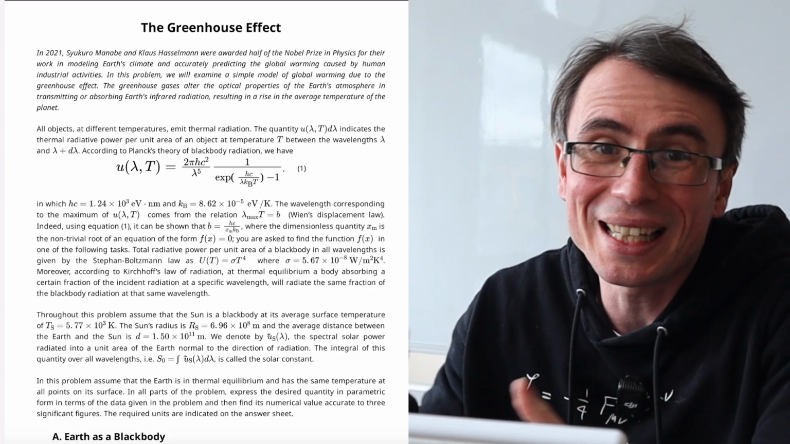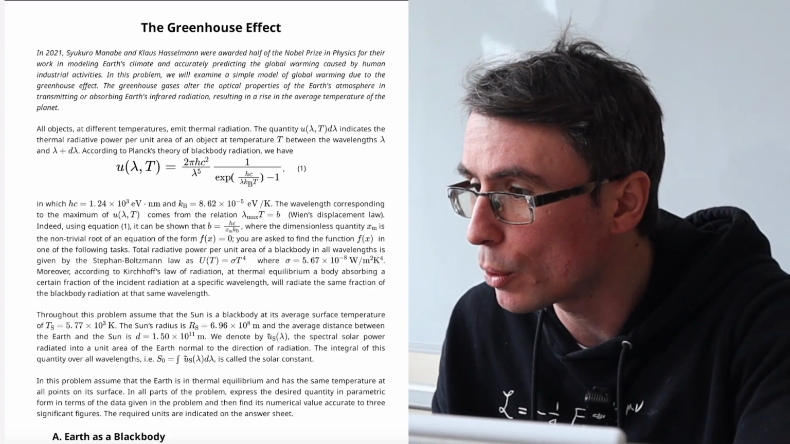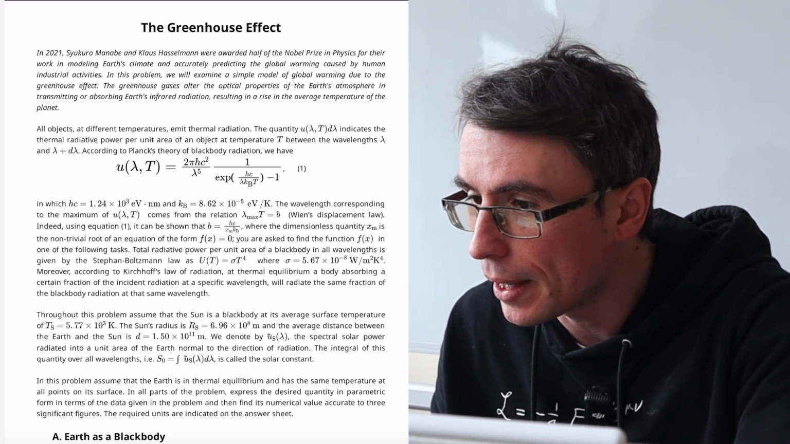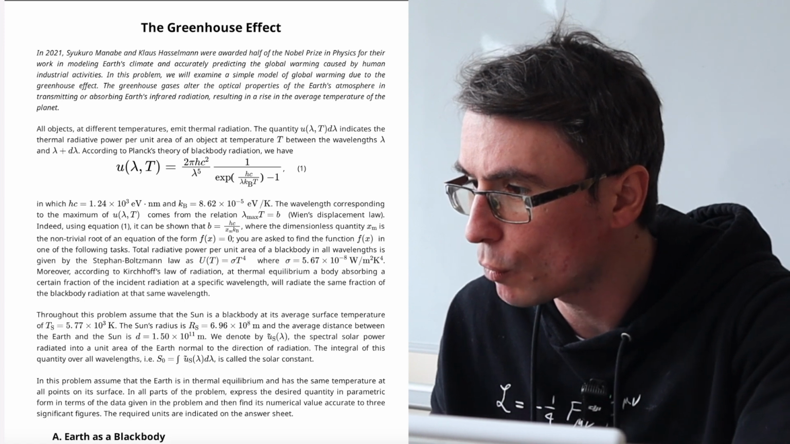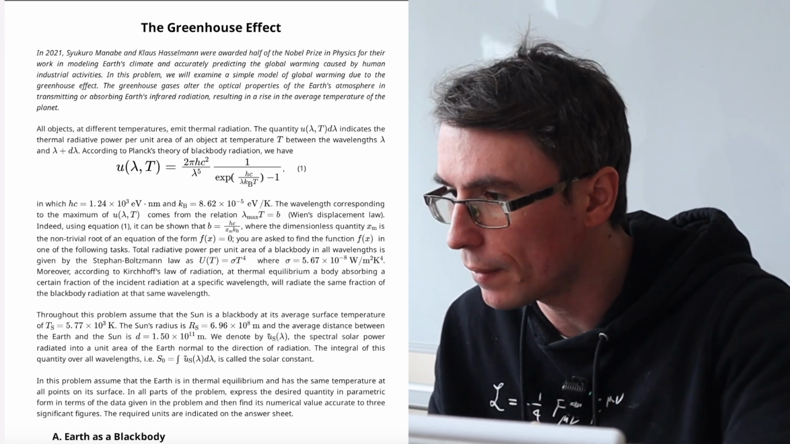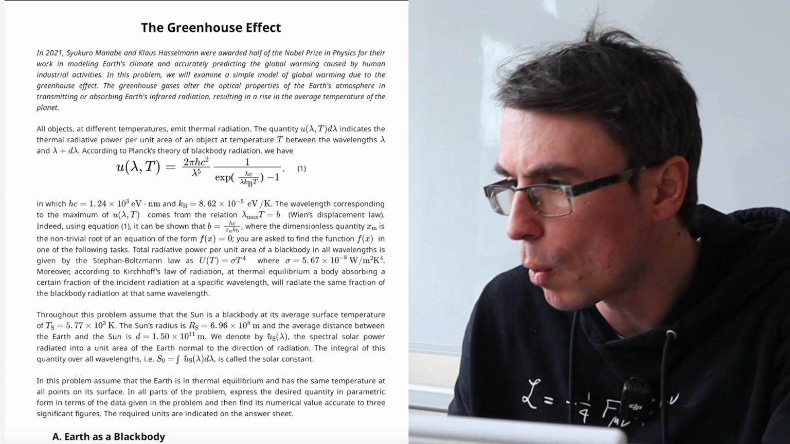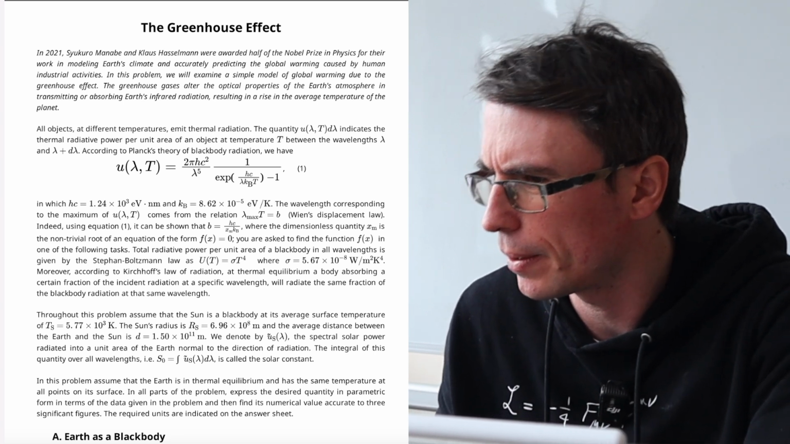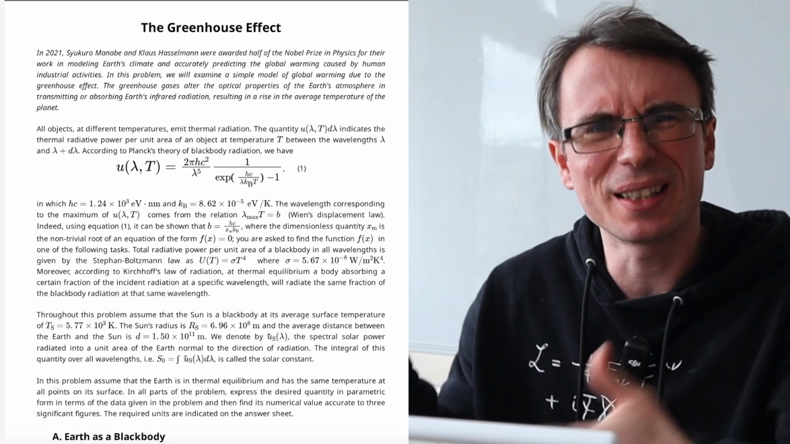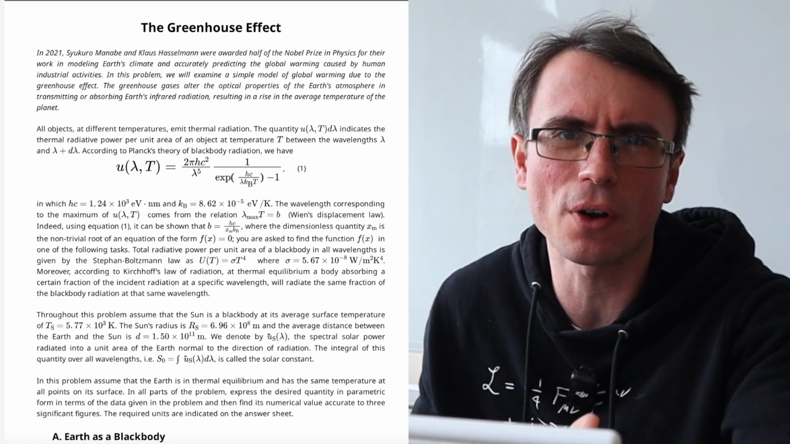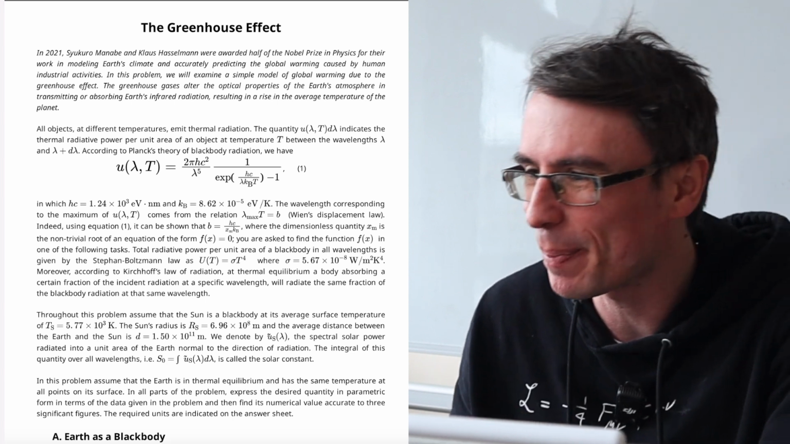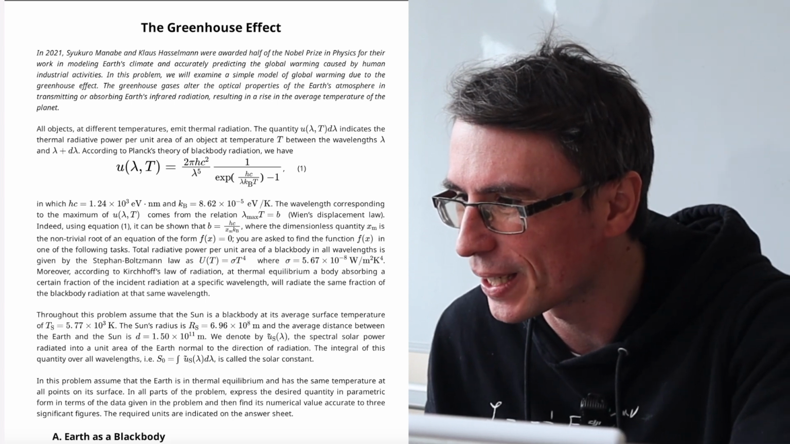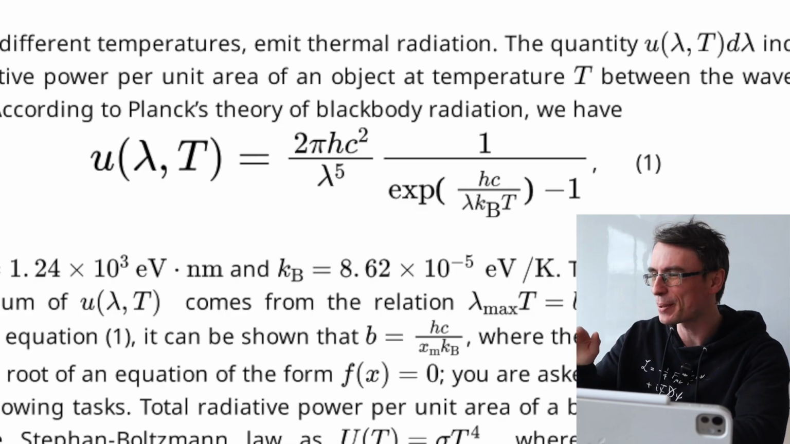Let me show you. In this problem, we'll examine a simple model of global warming, and we are given this quantity, U, which is a function of wavelength and temperature, and indicates the thermal radiative power per unit area. Power per unit area is essentially intensity. And we're given the famous Planck's law formula over here. Absolutely beautiful.